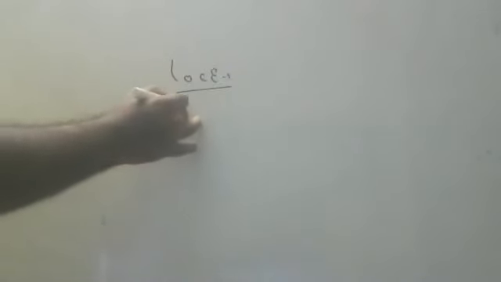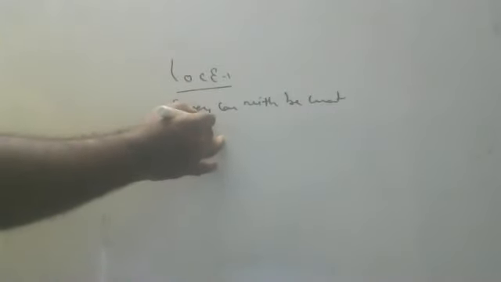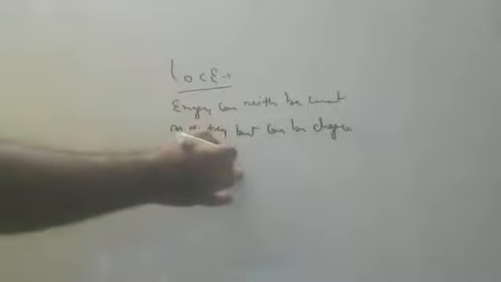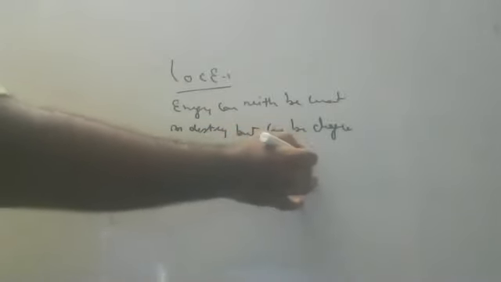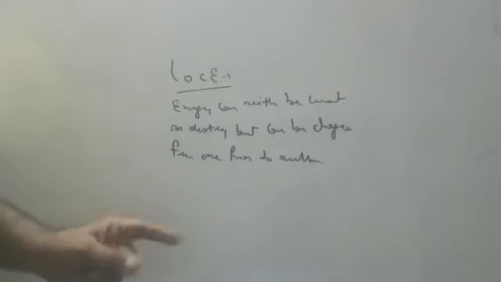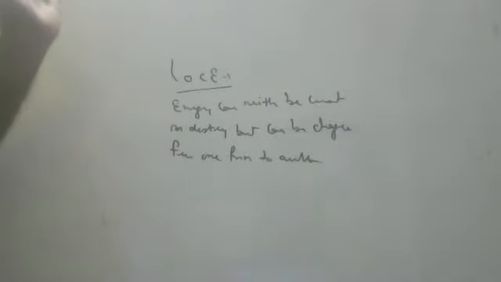Now, what is the law of conservation of energy? Energy can neither be created nor destroyed. It is called the law of conservation of energy. It means energy can neither be created nor destroyed, but can be changed from one form to another. You can convert one form of energy to another form, but you cannot create or destroy energy in this universe.